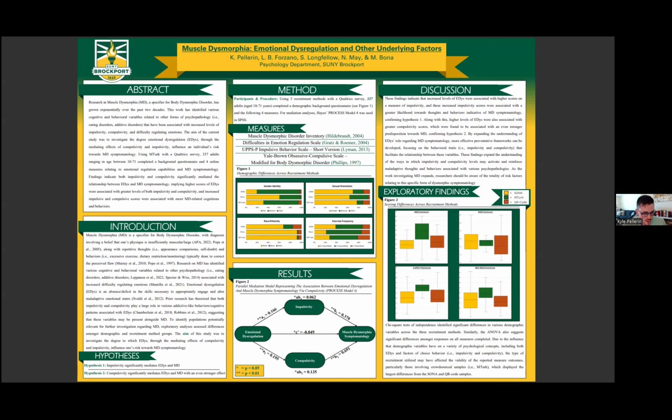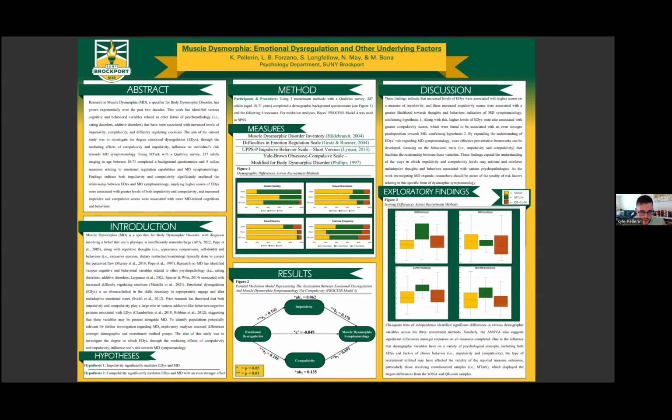So up in the methods section, we can see that we used three different recruitment methods for this study. SONA was with college students at Brockport. MTurk was with workers who regularly took online surveys. And then the QR code posters we posted in gyms and on social media.